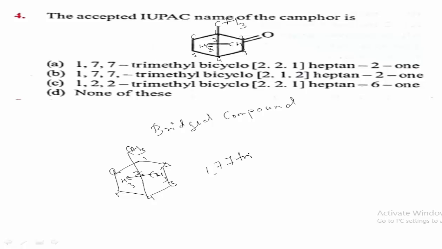Three, therefore trimethyl. And in presence of cyclic compounds, usually bicyclic compounds, the word bicyclo is used. In the bracket we write the other number of carbon atoms.